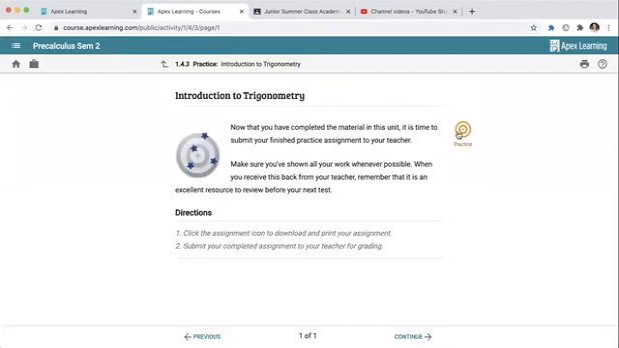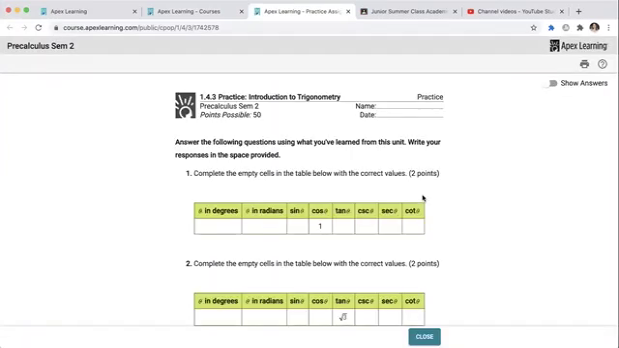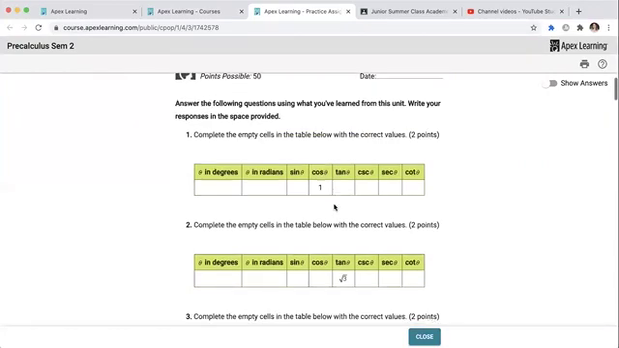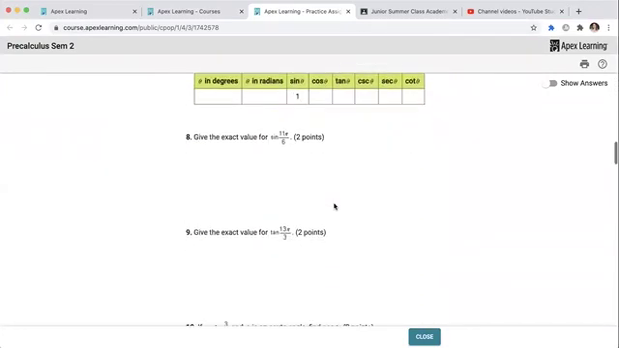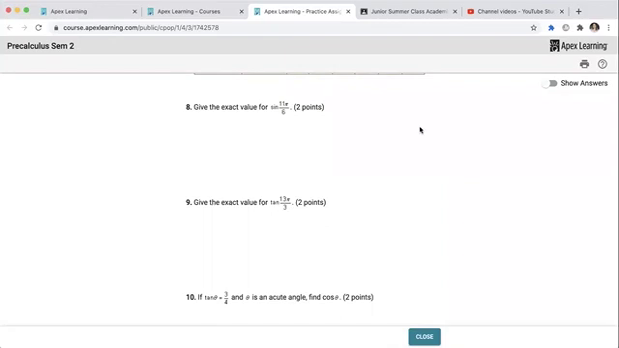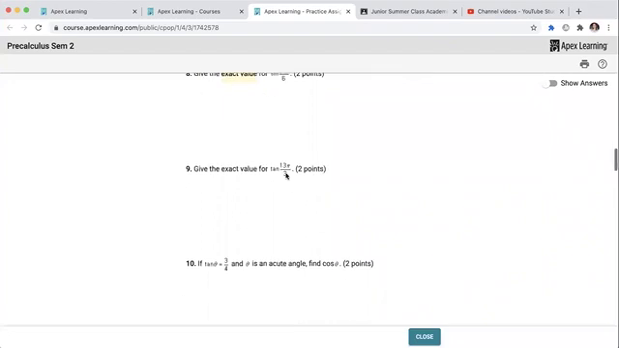And just to highlight a couple things on the practice that I think could be very helpful. Scrolling down, giving exact values. Exact values means you have to put it in square root of whatever form. So if this was square root of 2 over 2, you have to write it like that. You can't write it in decimal form.